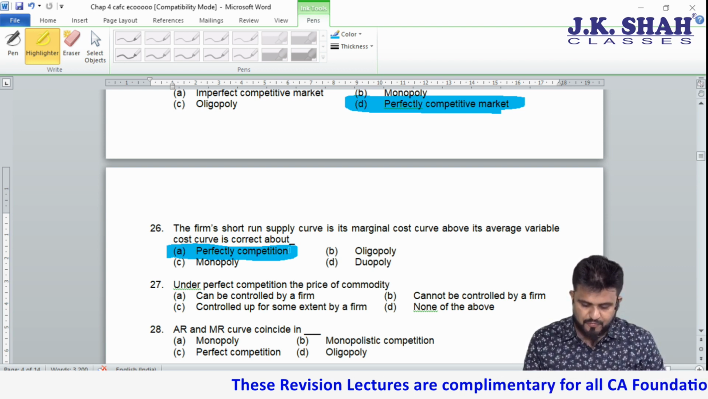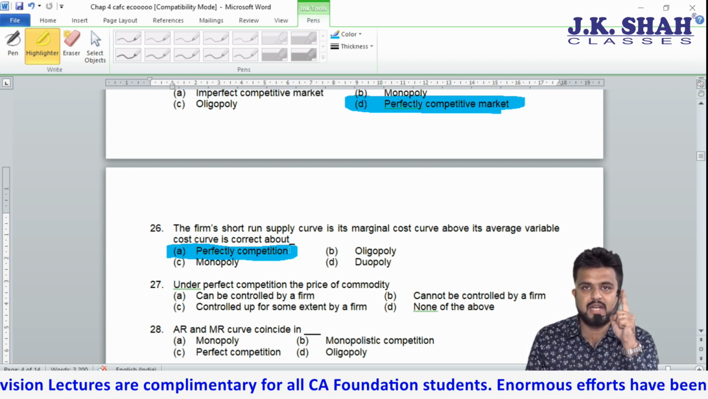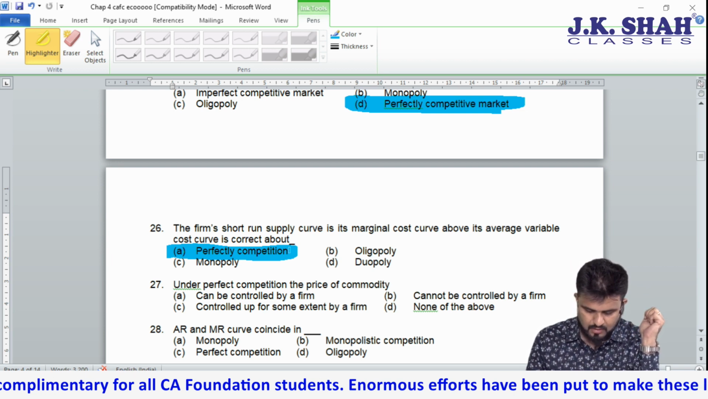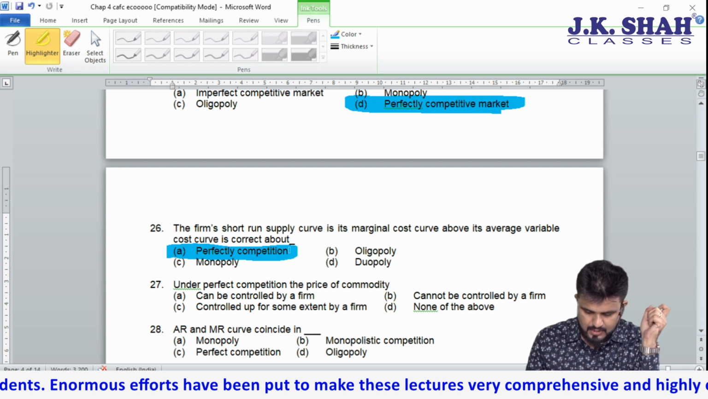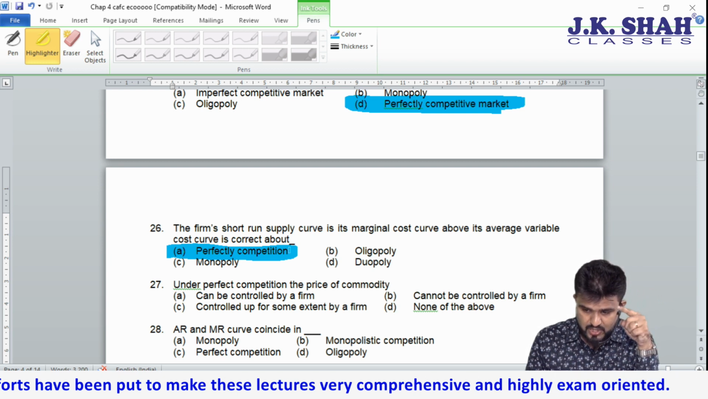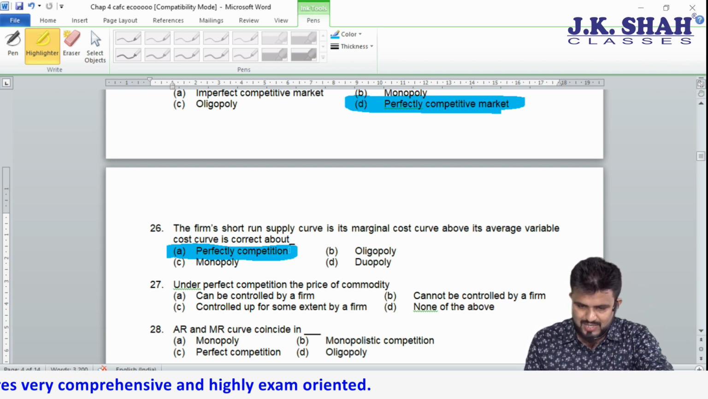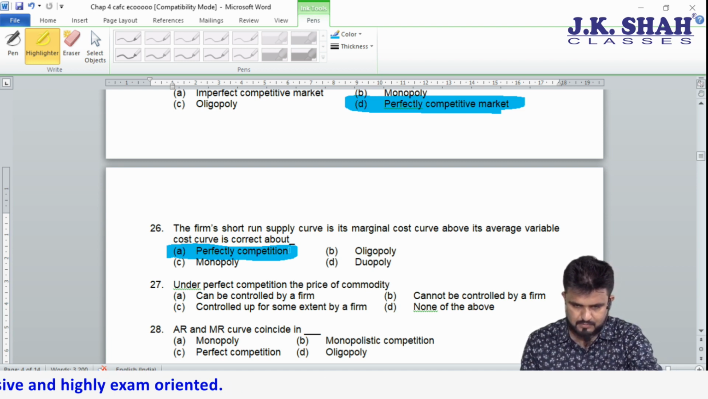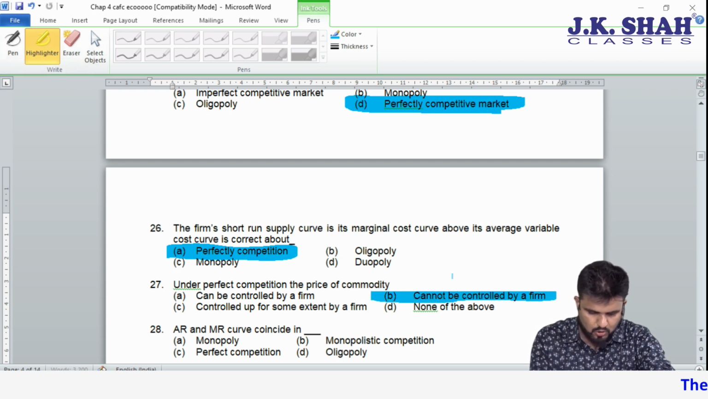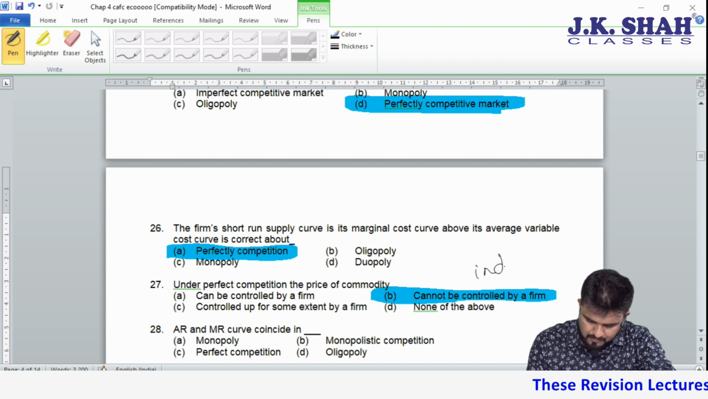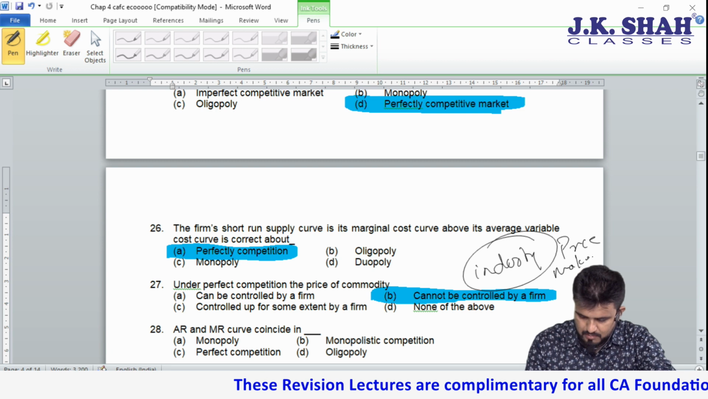Next, 27. Under perfect competition, the price of the commodity is decided by the industry, not decided by the firm. So can be controlled by the firm, cannot be controlled by the firm, controlled up to some extent by the firm, and D is none of the above. So students, the correct answer is cannot be controlled by the firm, because who decides? Industry, the price maker.